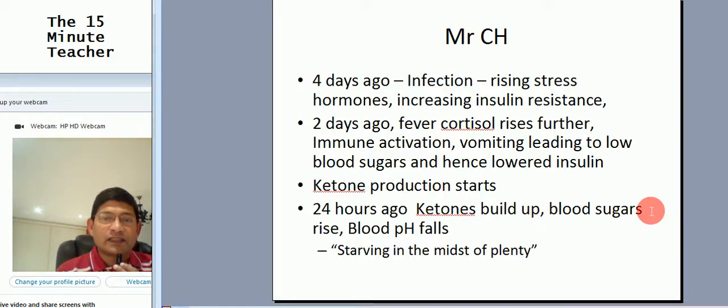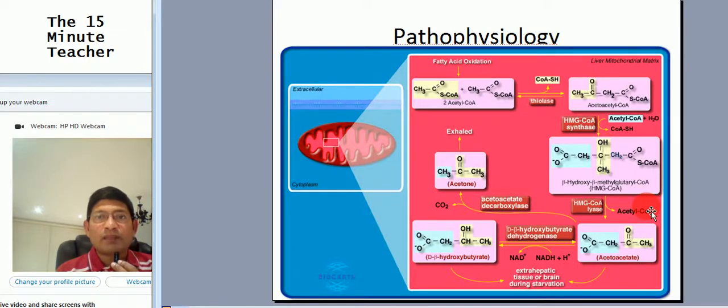This, in a sense, is diabetic ketoacidosis, and the body is starving in the midst of plenty. There is a lot of glucose in the blood, which unfortunately cannot enter the cells, and hence the body is resorting to fatty acid metabolism. The pathophysiology is quite interesting. There is fatty acid oxidation, which leads to the formation of acetyl-CoA. This is then metabolized to acetoacetyl-CoA, which then forms the 3 ketone bodies, which are acetoacetate, beta-hydroxybutyrate, and acetone.